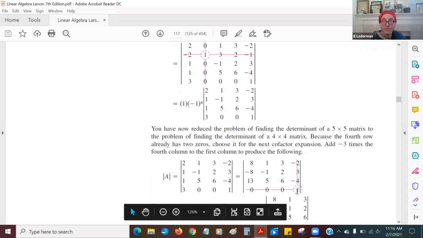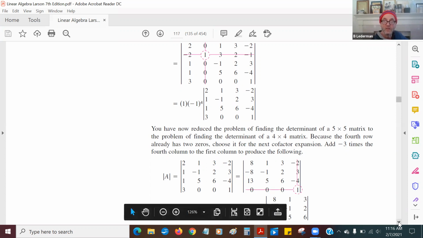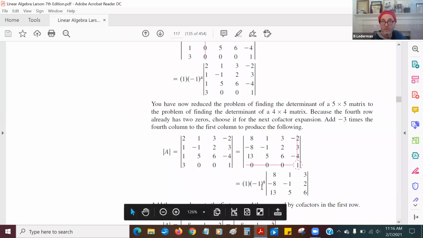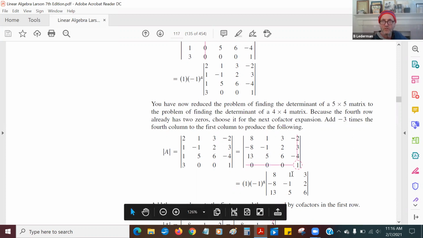That's pretty awesome, which means, and again, when you add multiples of a column onto another column, it doesn't change the determinant. So therefore, the determinant of the 4 by 4, which is the same as the determinant of the original 5 by 5, is now going to be +1 times a 3 by 3 determinant. And 3 by 3 determinants are also awesome. There's all kinds of stuff you can do. For example, if you just add the first 2 rows, I'm going to get a whole slew of zeros.